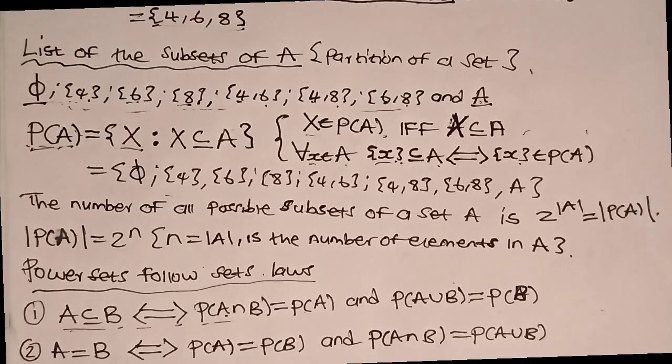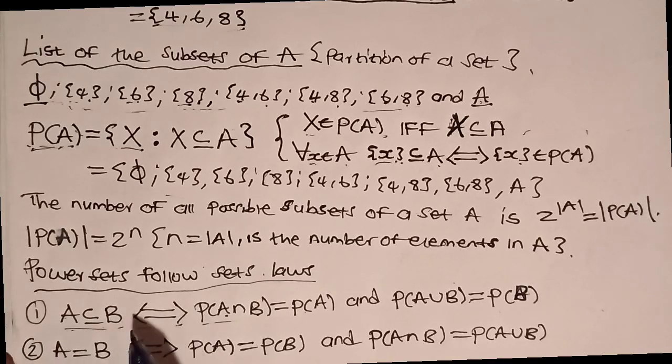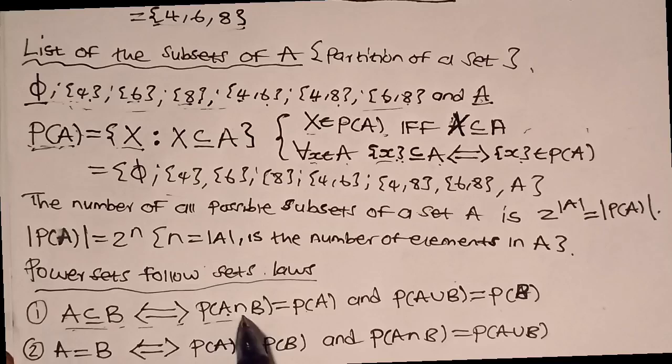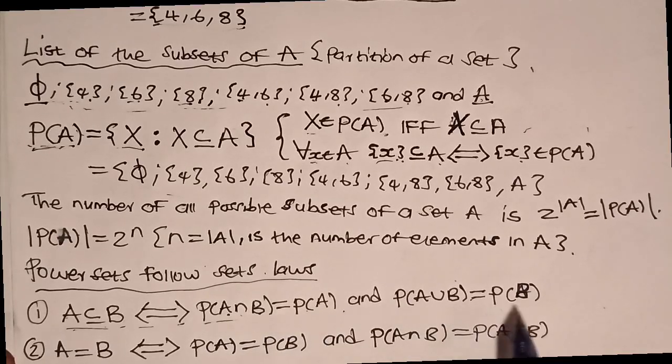What you have to note now is that under set proofs, power sets follow set laws. So we'll be just dealing with these proofs. You can see if A is a subset of B, it biconditionally implies the power set of A intersect B is the power set of A, and the power set of A union B is the power set of B.